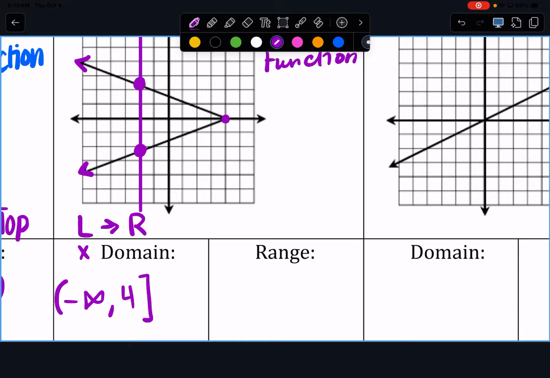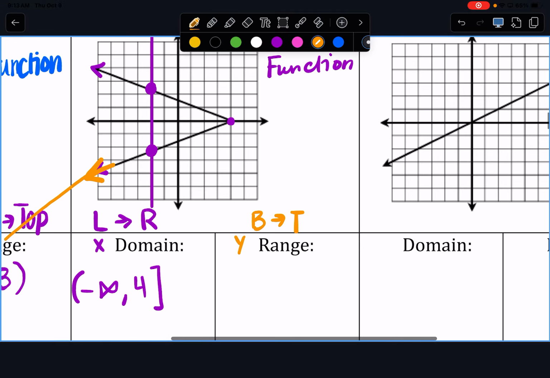Now, we're going to look at range. So range is our y's. We're going to go from bottom to top. So at the bottom of this graph, that is going left, but it is also going down. Does that graph ever stop going down? No, if I was to keep drawing it, it would just keep going on and on forever. So if it's going down forever, what do you think that's going to? Negative infinity. Then if we look at the top of this graph, it has an arrow. If I keep drawing that, it's going to keep going up forever. Where is up forever going to go? Positive infinity. So our range is from negative infinity to positive infinity.